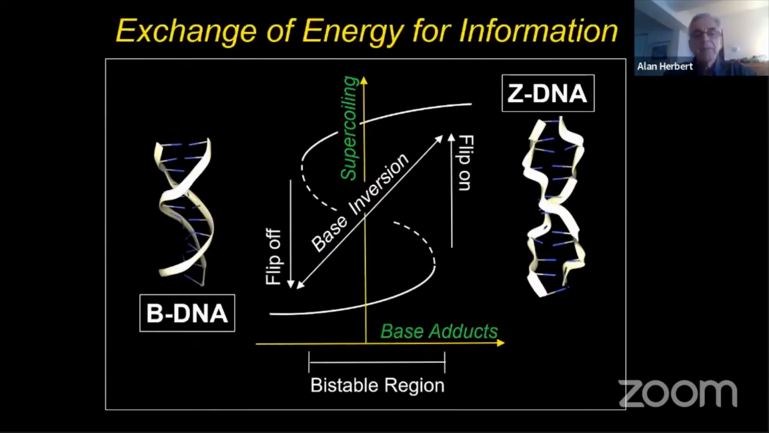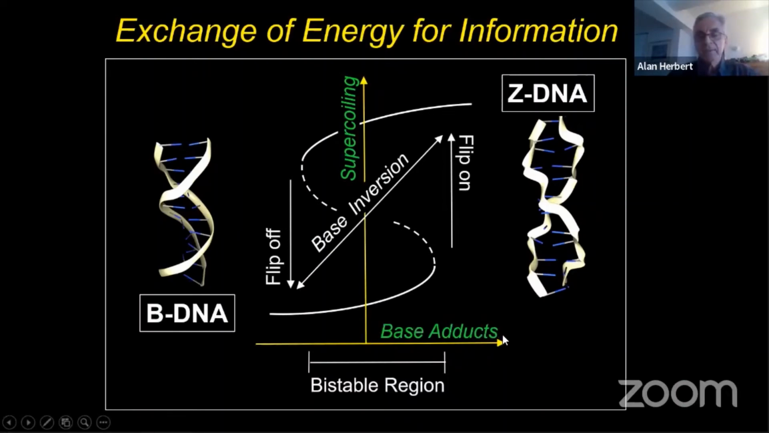So, part of the physics, or physical chemistry, of the B to Z transition: Z-DNA is a higher energy state. It takes energy to flip the bases over and to form Z-DNA. And as I said before, it's a transition that doesn't normally follow the same forward and backwards pathway. So the time to form Z-DNA versus the time to relax Z-DNA is different because of this hysteresis that occurs here. So there are different things that can affect the energetics of this transition.